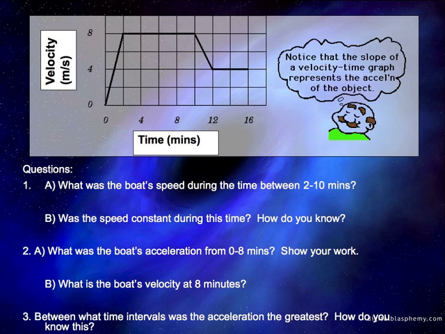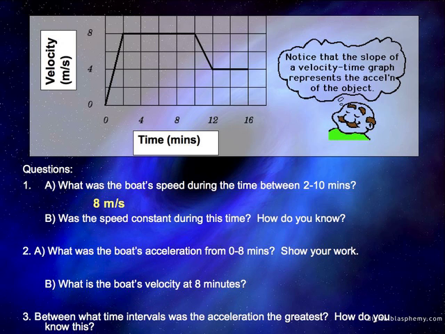Okay, another graph. So what was this boat's speed between minutes 2 and 10? All right, don't look at it, just look at the graph. What was its speed between minutes 2 and 10? I should say velocity. What was its velocity, Matthew? Oh, 8. Sarah? 8 meters per second. Yes, it was 8 meters per second.